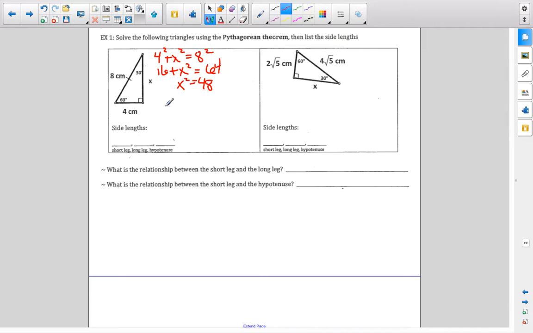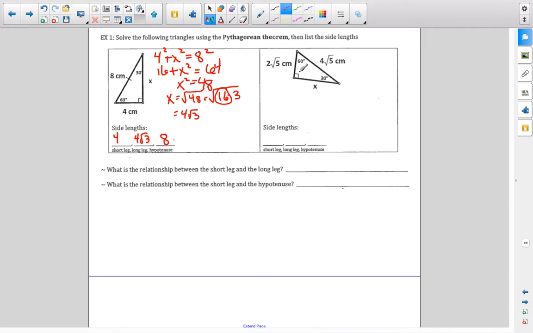And since 48 is 16 times 3, I know x is actually the square root of 48, which is the square root of 16 times 3. 16 is a perfect square, so that number comes out of jail, and the square root of 16 is 4, and the root 3 stays in. Okay, that's my x. So let's see, my short leg is 4, my long leg is 4 root 3, and my hypotenuse is 8.